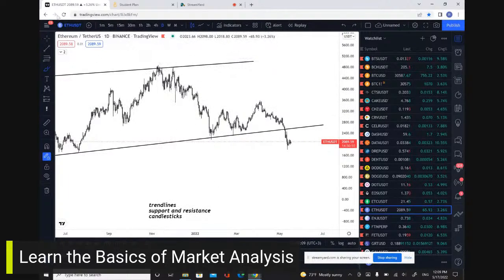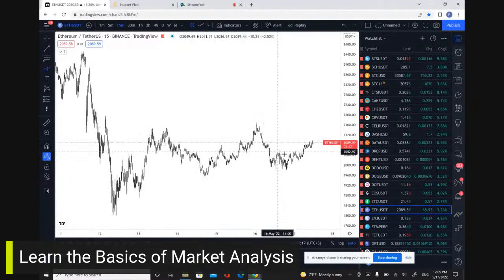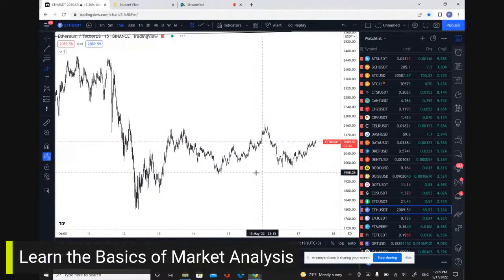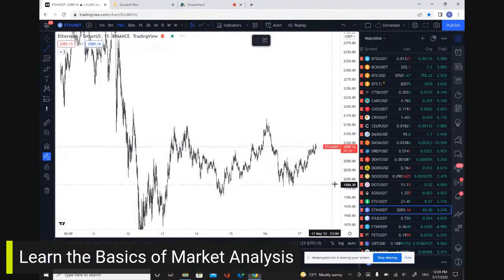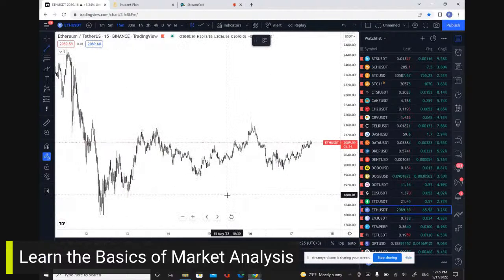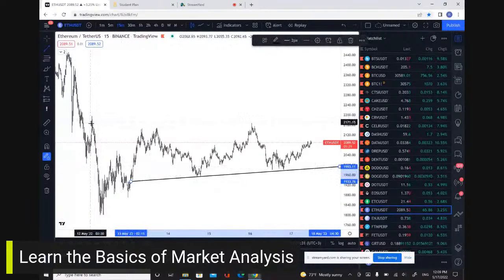We can build the trend lines on any time frame you want. Let's say at the 15 minutes, we can also draw trend lines. However, it's not as accurate as the daily time frame, let's say. So we can see that we have this channel right here and this channel also right here.